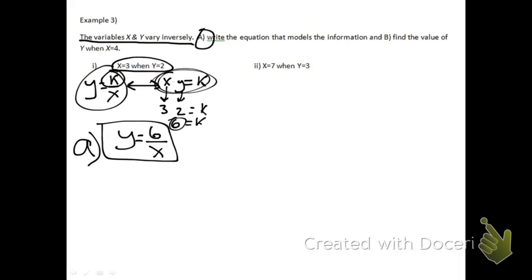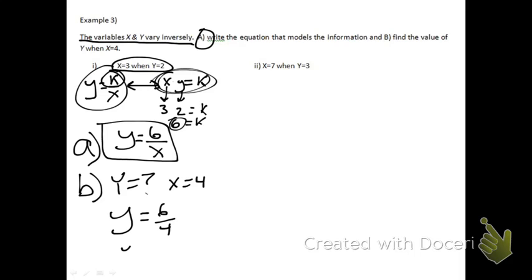For part B, what I'm going to do is find the value of y when x is 4. So for part B, we want to know what y is if x is 4. Well, this is going to be pretty easy once you have the formula for part A established. I can just write y equals 6 over 4, which reduces to 3 over 2, or 1.5 if you'd rather write it like that. So there's my answer for part B.